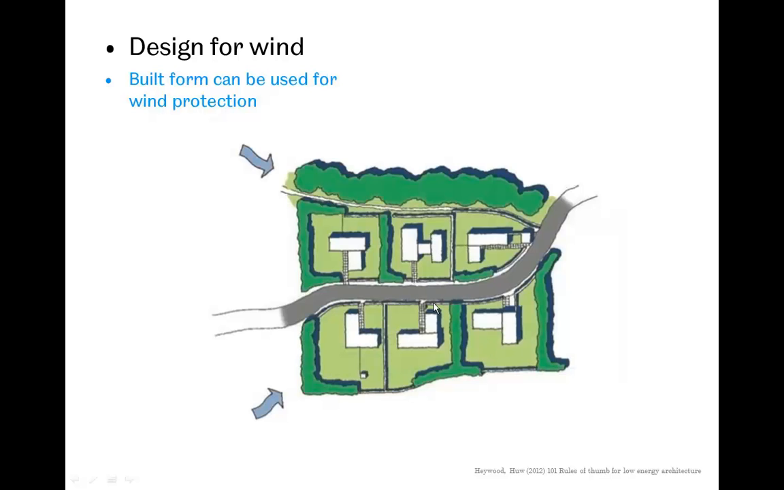And built form can be used for wind protection. So in this diagram, we have a combination of vegetation and the actual buildings themselves blocking a clear path of the wind. Because these planted vegetation areas and the buildings are kind of interlocking, there's no clear path through here for wind to flow. So this would be very effective, this is a housing scheme, for preventing those high levels of wind flow, which for a housing scheme would be very beneficial.